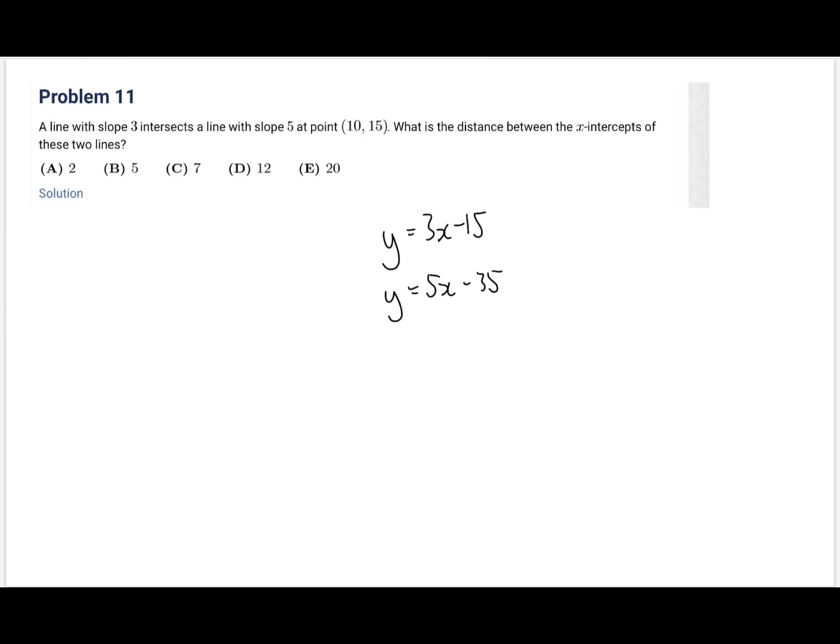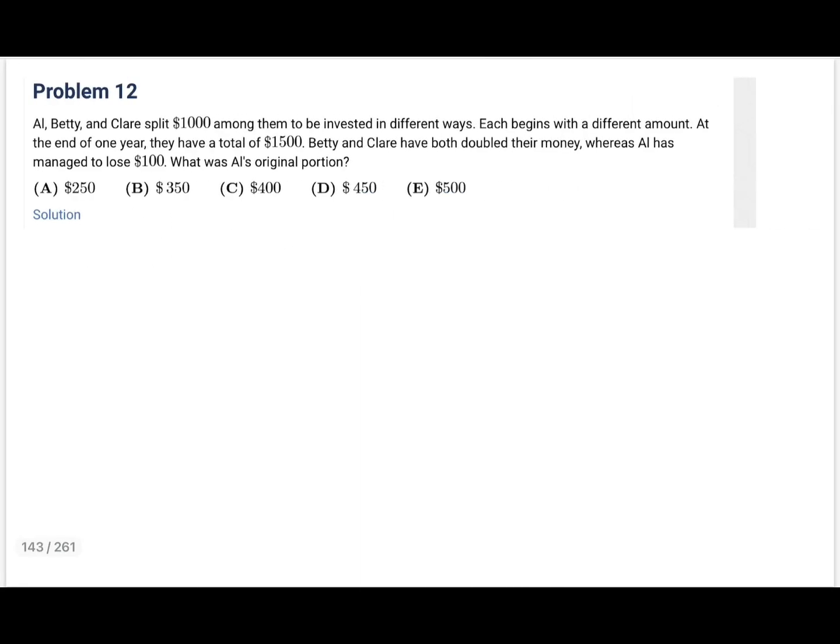The x-intercept would be 5, 0. The other x-intercept would be 7, 0. So the distance is 2. The answer is A. Problem number 12. Al, Betty, and Claire split $1,000 among them to be invested in different ways. Each begins with a different amount. At the end of 1 year, they have a total of $1,500. Betty and Claire have both doubled their money, whereas Al has managed to lose $100.